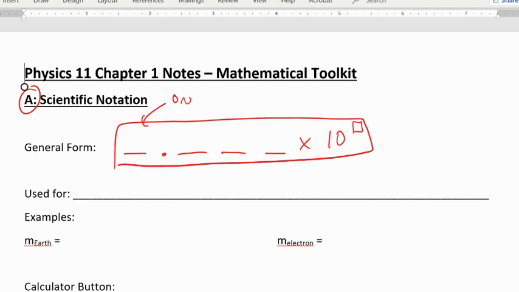So usually we have one digit before the decimal. And the whole reason that we use scientific notation is to represent really big and really small numbers.